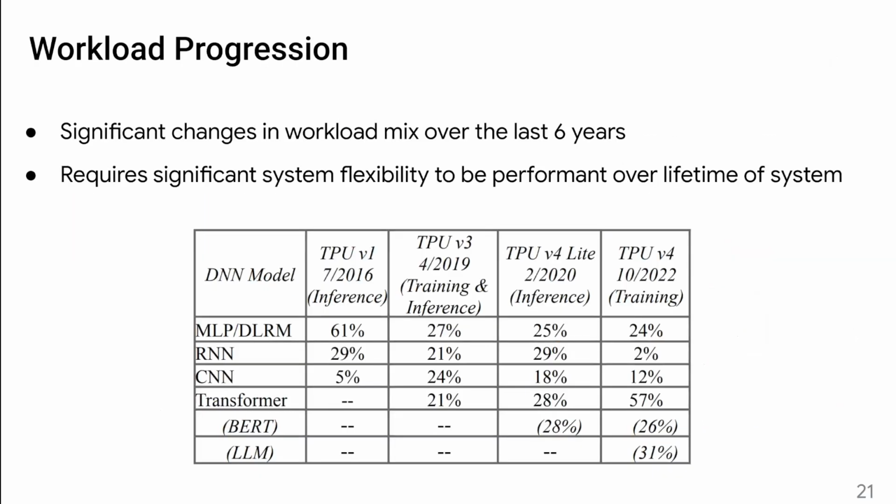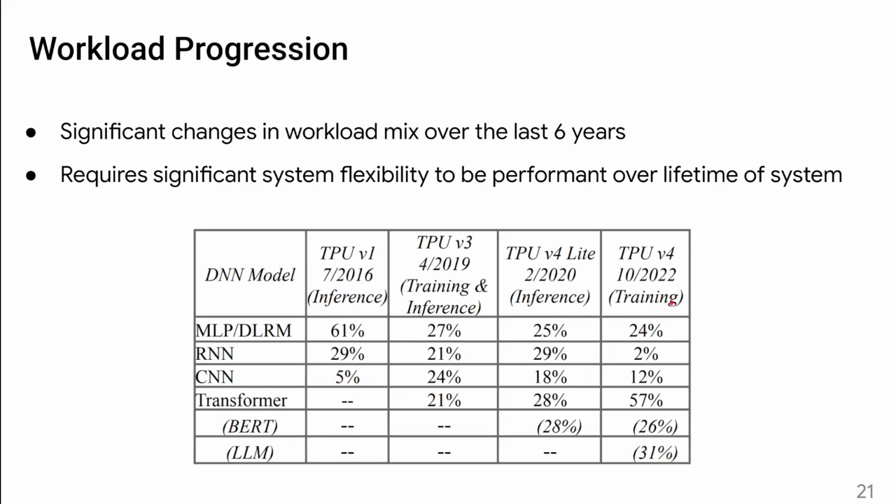Switching gears a little bit to how workloads are progressing in machine learning. For TPU v1, which was 2016, back when we were doing inference, most jobs were a standard multi-layer perceptron, with a mixture of these DLRM models being a multi-layer perceptron with embeddings attached to them. 61%, 29% was RNN, that's basically DeepMind playing chess. And then 5% CNNs for your Google Photos and things like that, and transformers hadn't been invented yet.